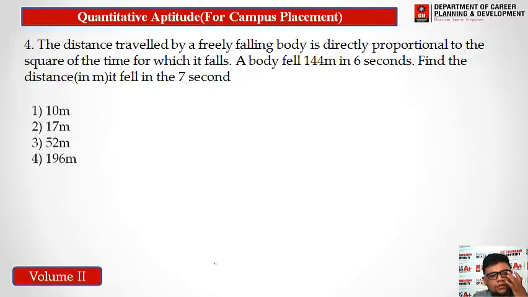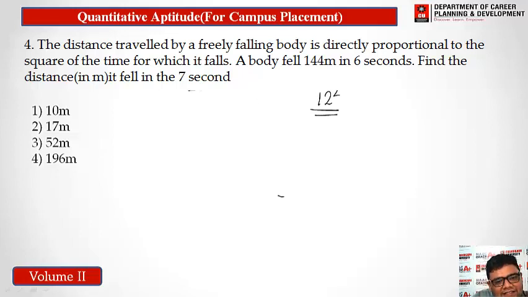Question number 4 is, distance travelled by a freely falling body is directly proportional to the square of the time for which it falls. So the freely falling body is in proportion to the square of the time. The equation given to us is a body fell 144 meter in 6 seconds. So here we have 144 meter, which is the square of some value. We know that it is a square of 12, right?